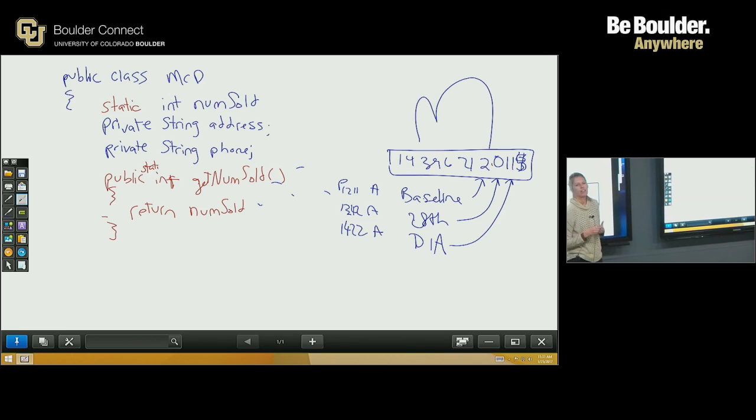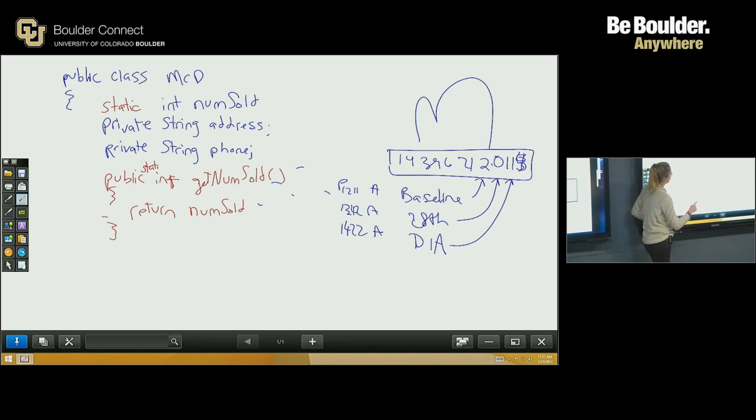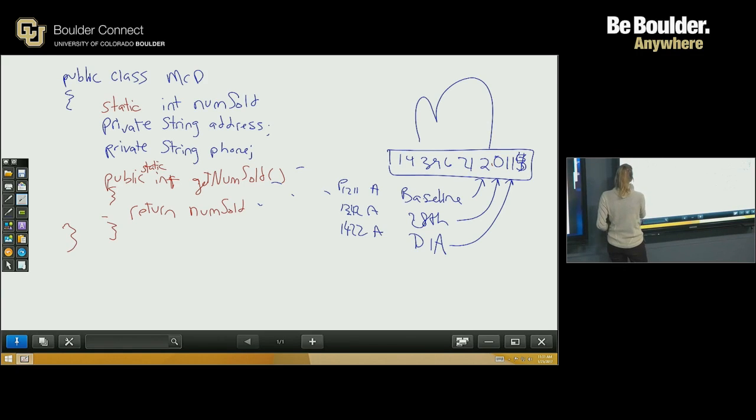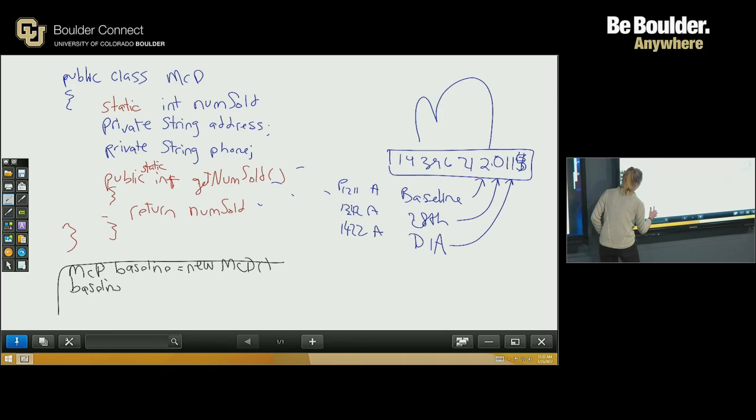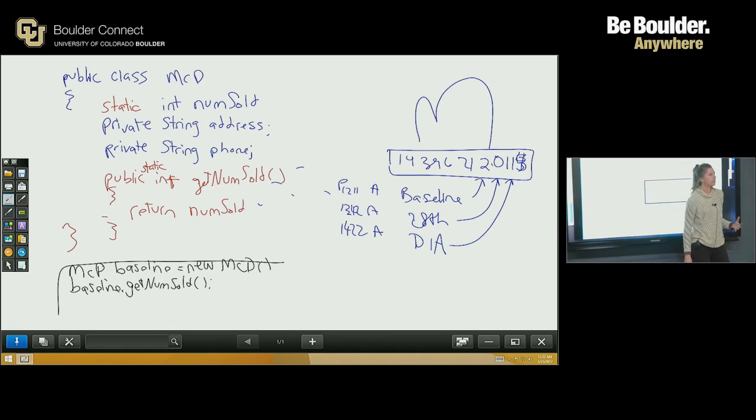So for the homework, when it says to call the method statically, is that how you call the method statically? Okay, so that's what we're getting into right now. When I call get num sold on the baseline instance, let's say I'm in another class, and I have a baseline instance. So I have McDonald's baseline equals new McDonald's. I can say baseline.getNumSold. And so I'm going through this instance to access get num sold, and that works. And even if I did DIA.getNumSold, it'll refer to the same value.